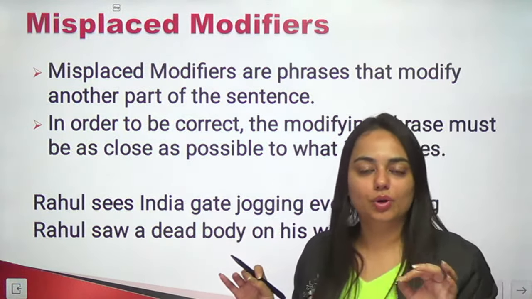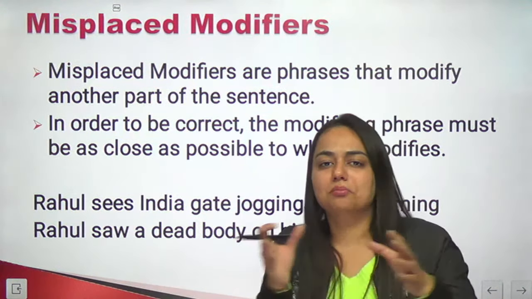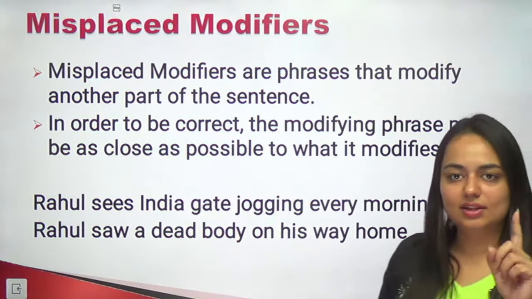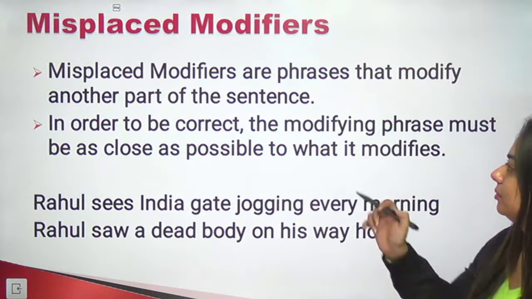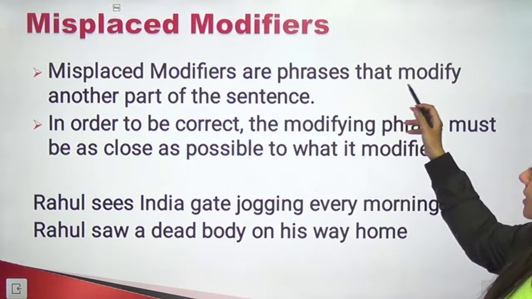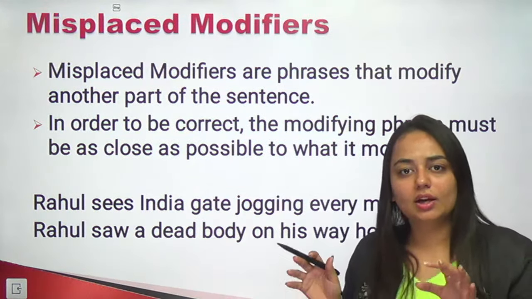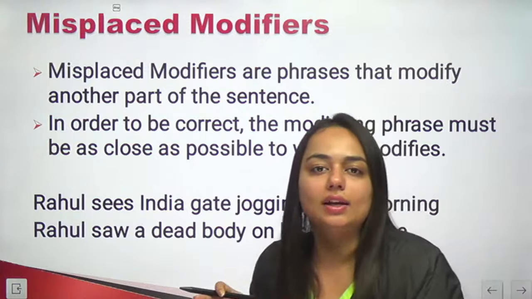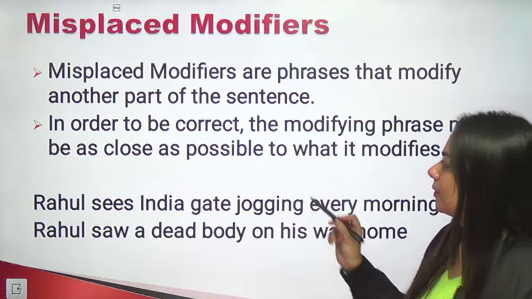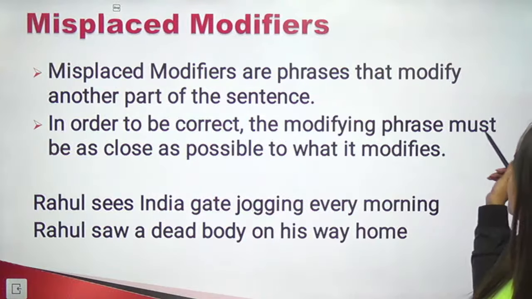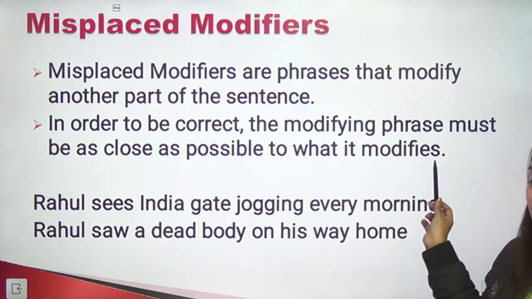Misplaced. By the word itself you can make out this modifier should have been placed somewhere else in the sentence, but it has been misplaced. So yes, this is one such error which is always there in most of the exams. Misplaced modifiers are phrases that modify another part of the sentence. They should be placed with those things that they are modifying. Rather, they are placed with something else, and this creates confusion. In order to be correct, the modifying phrase must be as close as possible to what it modifies.